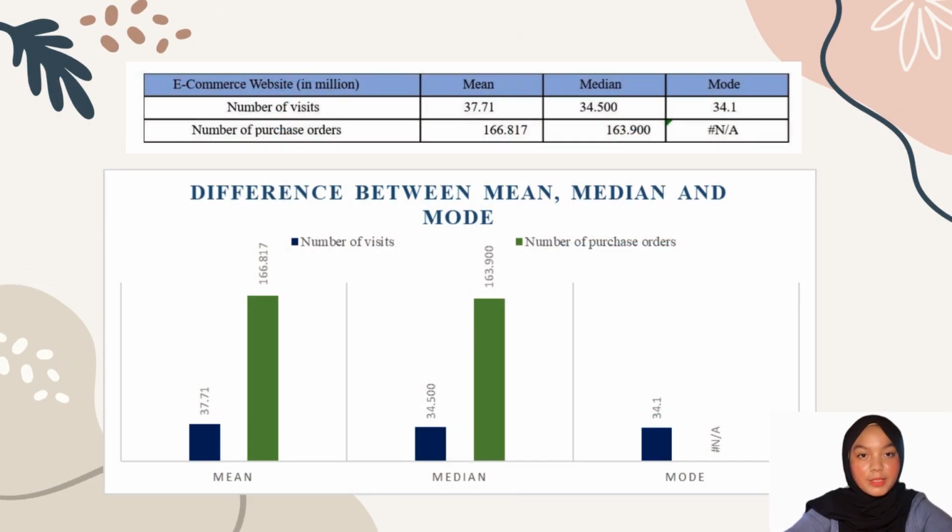After that, we compare the datasets. For the mean, the number of purchase order dataset is higher than number of visit by 129.104 million. For the median, it is also the same, where number of purchase order is higher than number of visit by 129.4 million. For the mode, the number of visit is 34.1 million. That's all from me. I pass to the next presenter.